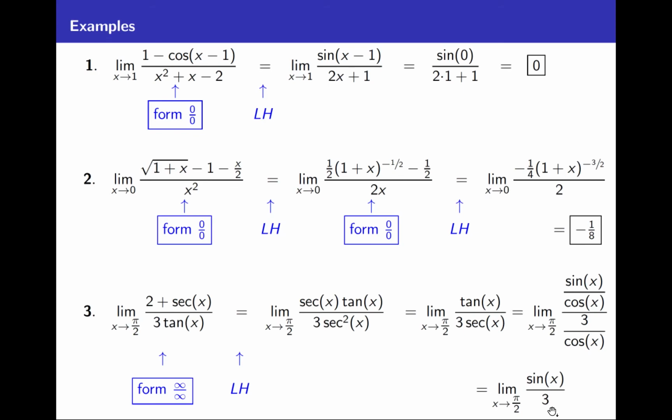And that's a really simple limit. The denominator is no longer turning into 0. You just plug in pi over 2 for x, and sine of pi over 2 is 1. So this limit equals 1/3.